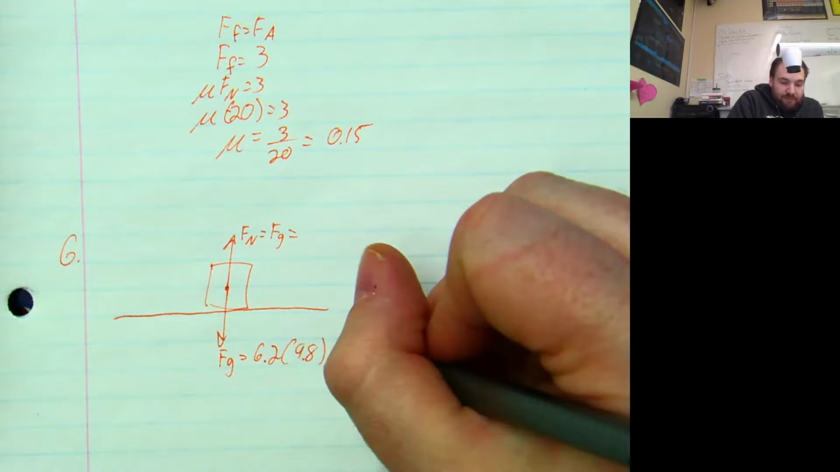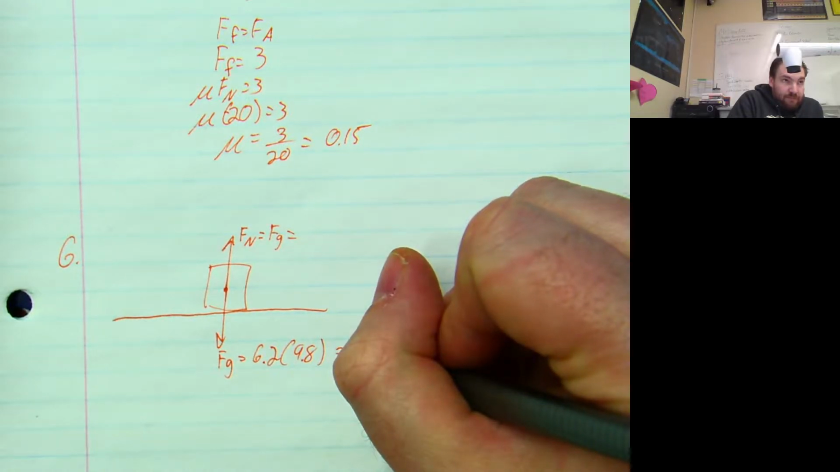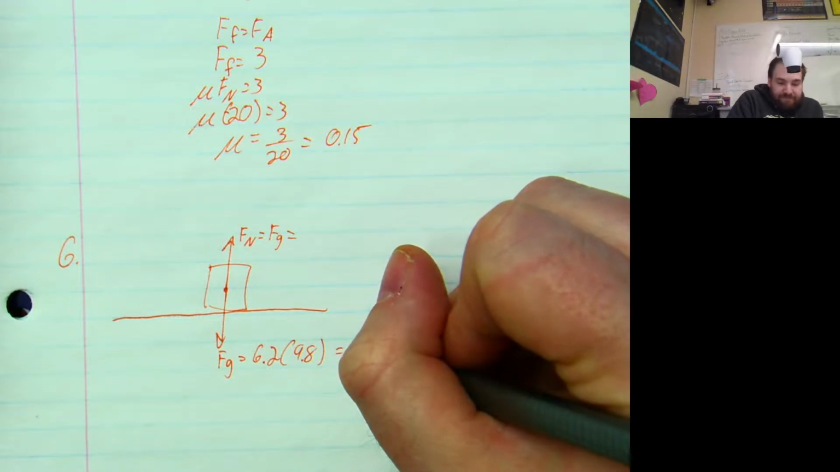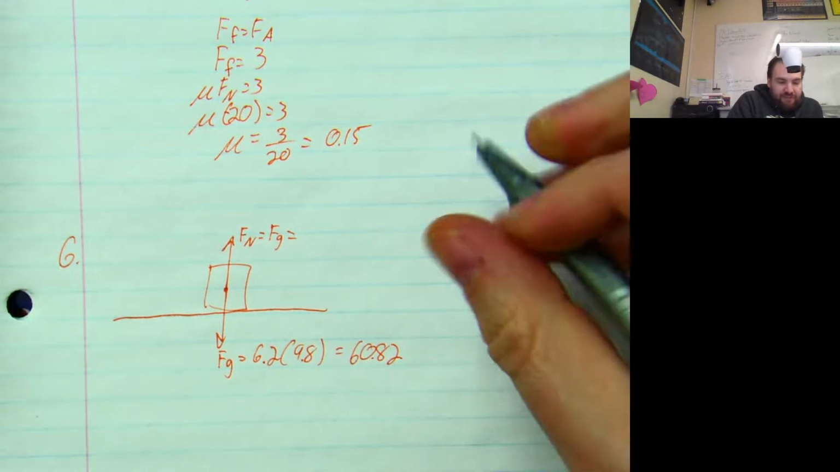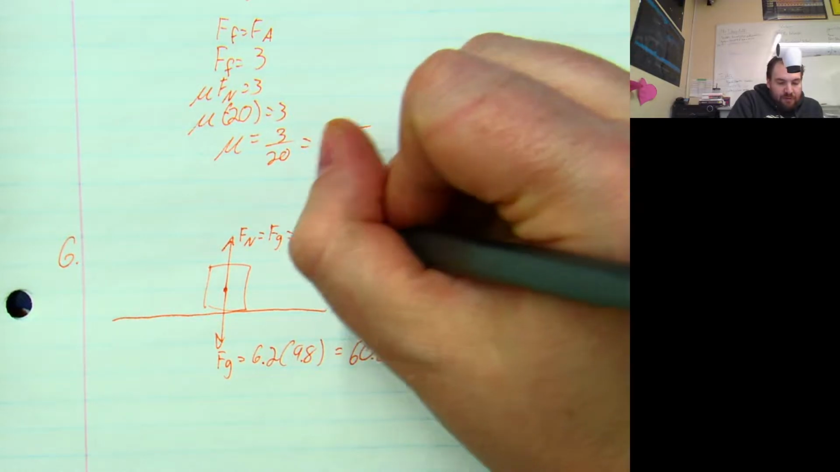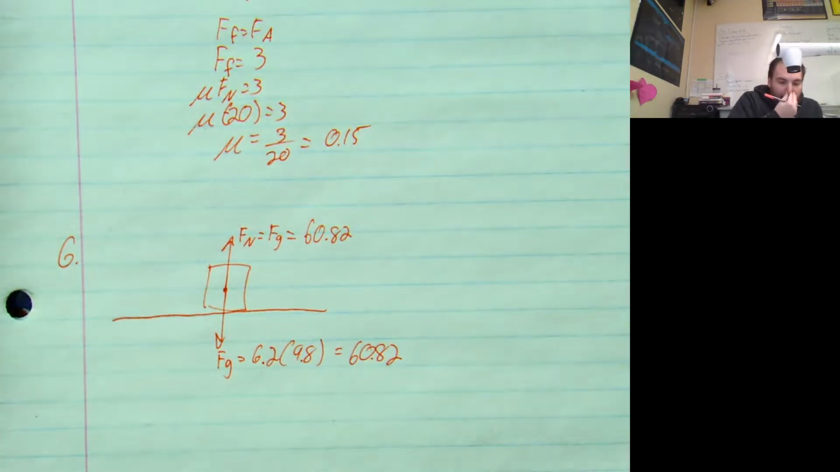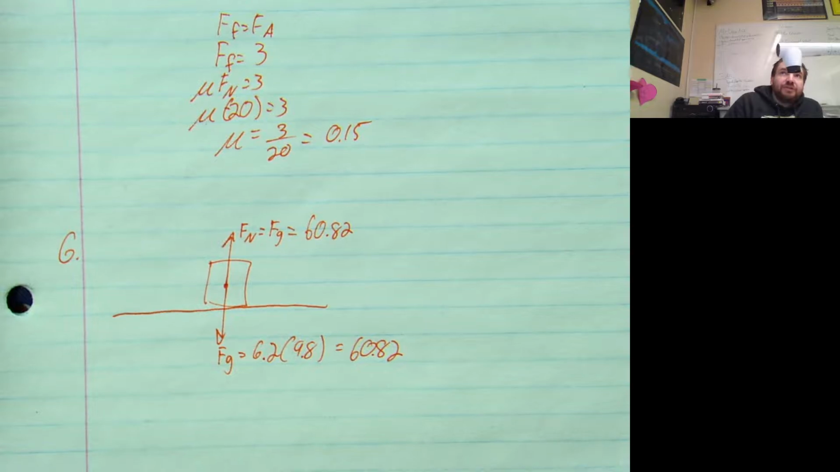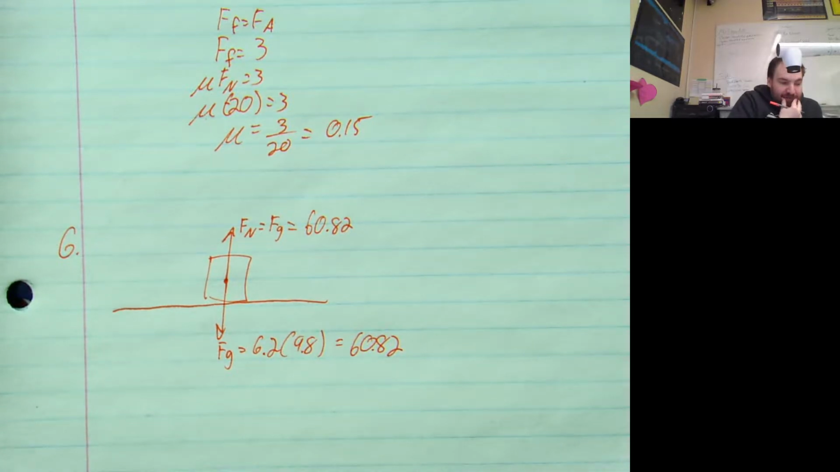60.82? Okay. I'm going to go with the majority here, 60.82. Okay, so there's my Fg and my Fn.